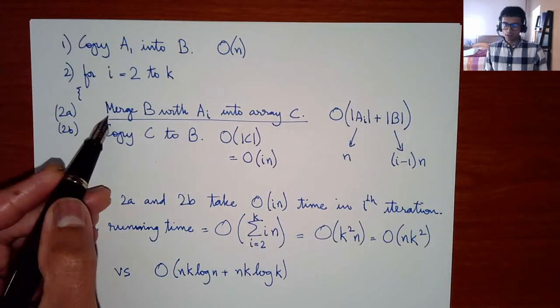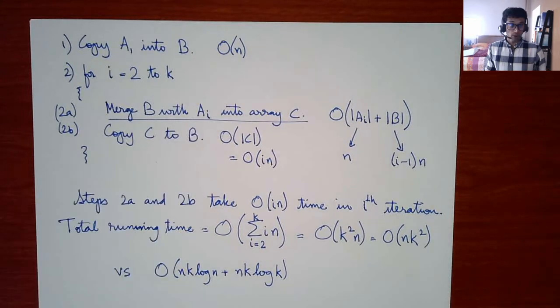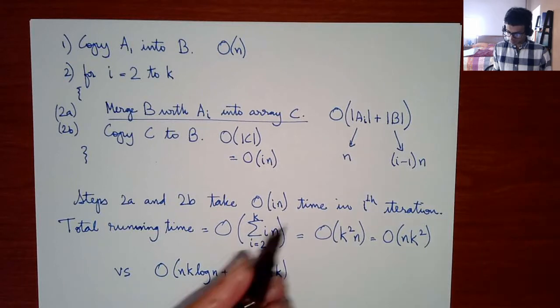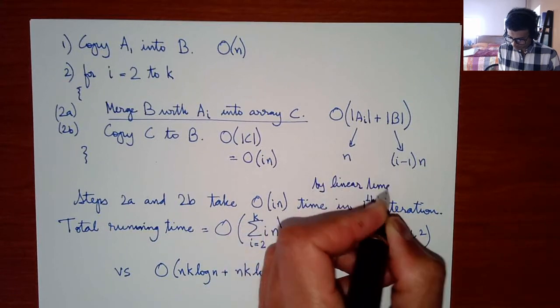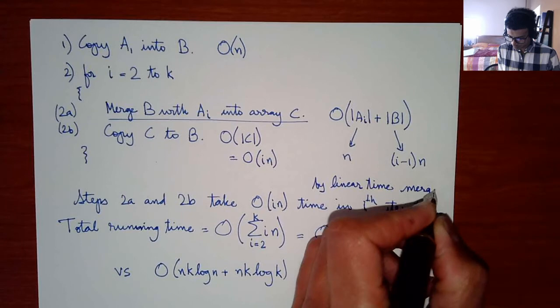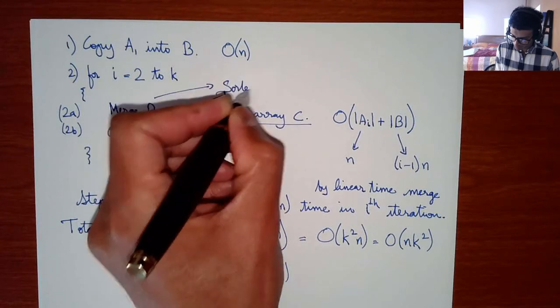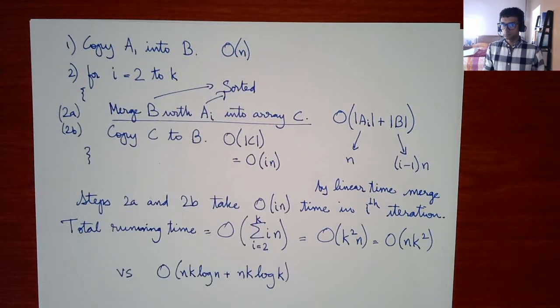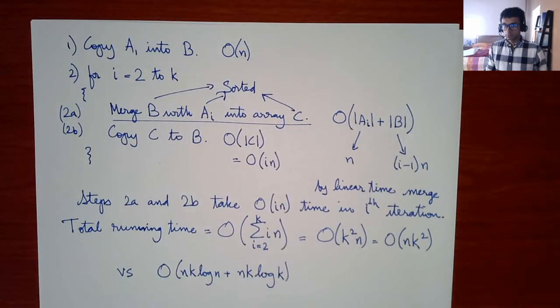So let's look at what is the runtime of merging B with Ai into array C. This, by the properties of merge, is O of the length of Ai plus O of the length of B. It's just linear in the length. They take this time by the linear time merge. Remember, we said if you have two sorted arrays, both of these are sorted, and this is also sorted. They're all sorted arrays. So the running time to merge two arrays is linear in the sum of the lengths.